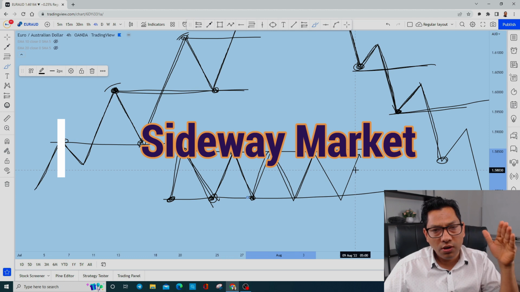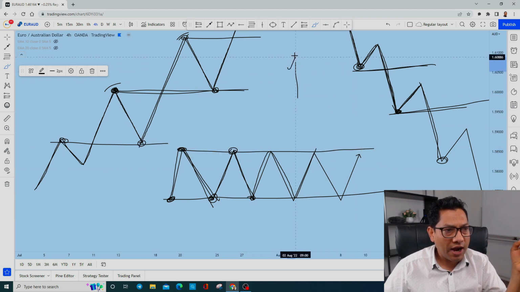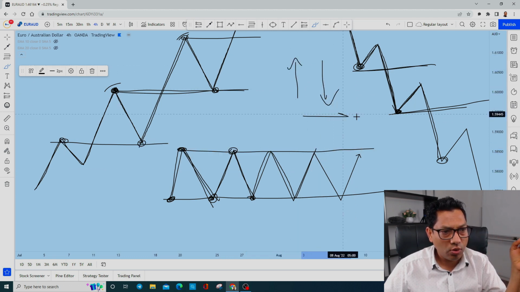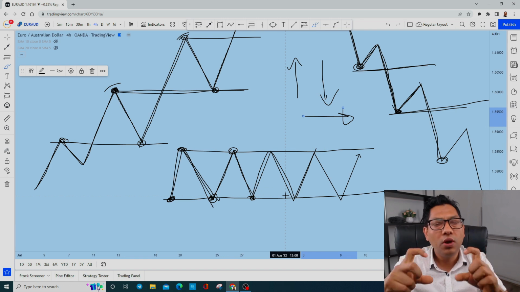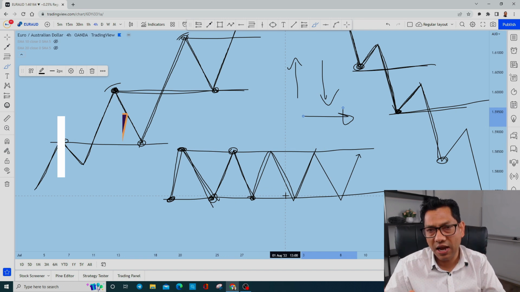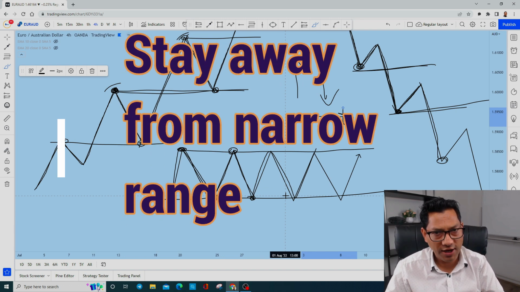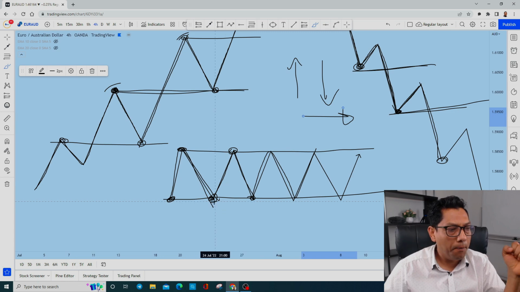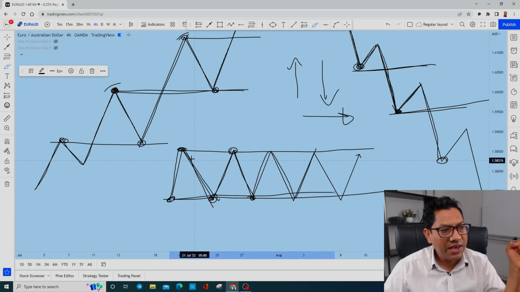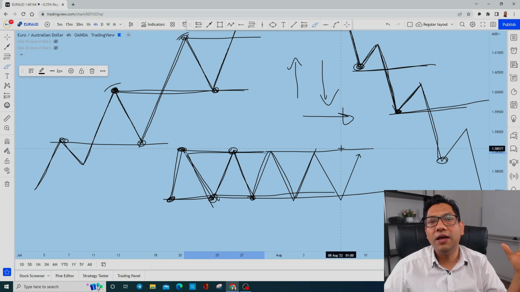Okay, so as I told you, the market will move either up, down, or sideways. So what will you do in a sideways market? If it is a narrow sideways market, staying away from the market is always a good idea. If it is a big range, then we can trade that sideways market, buying from the level of support and selling from the level of resistance.